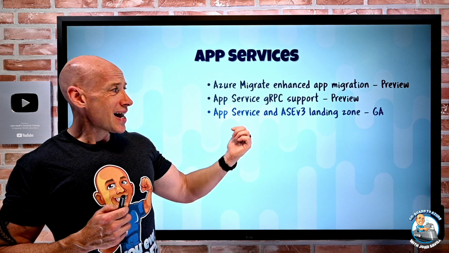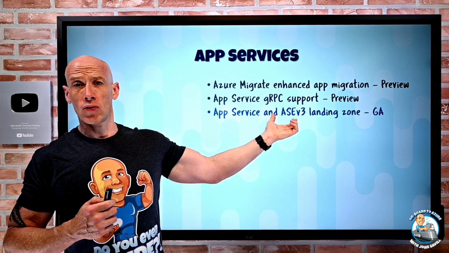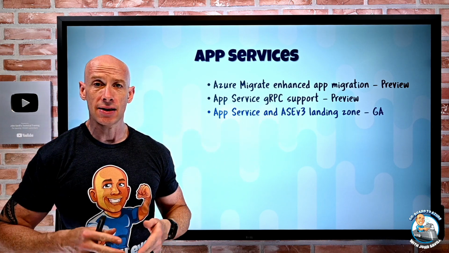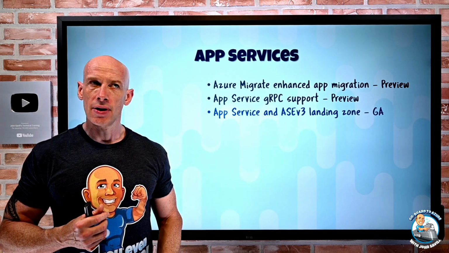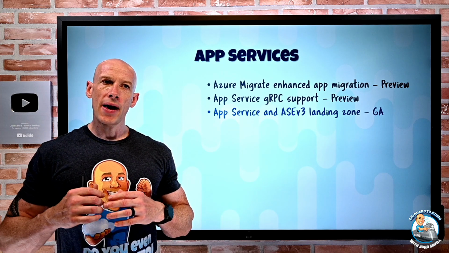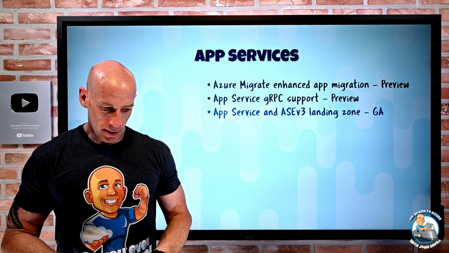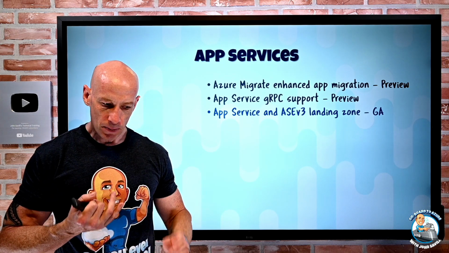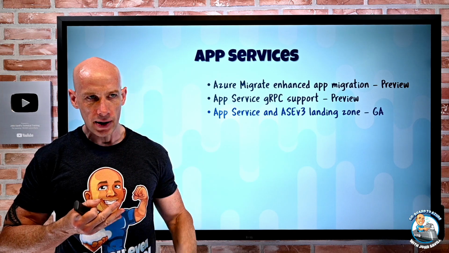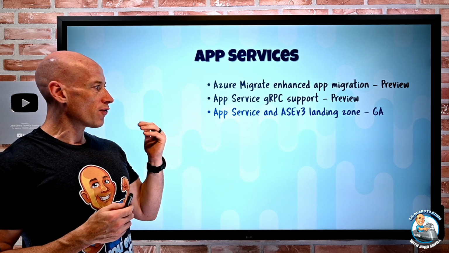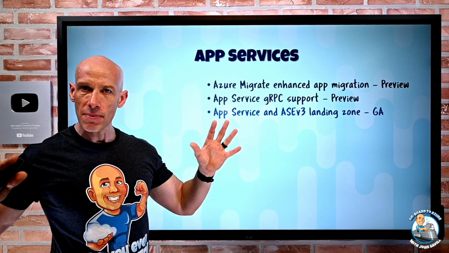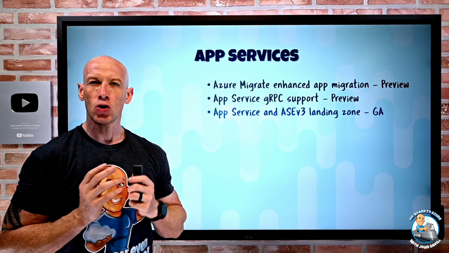App Service and ASE v3. So remember, ASE v3 is that dedicated App Service environment running in my virtual network, and it now has landing zones. So landing zones are all about that best practices guidance. I think about best practice for the identity, for the security, for the networking, for the automation, for the governance. So there's now a landing zone for both the multi-tenant App Service and the ASE v3 dedicated.